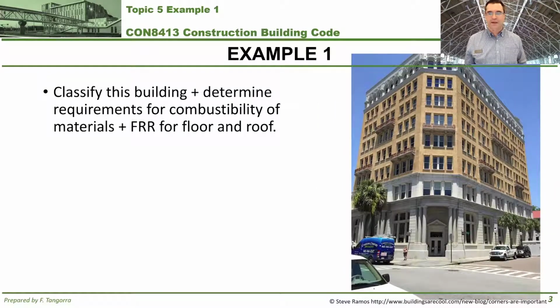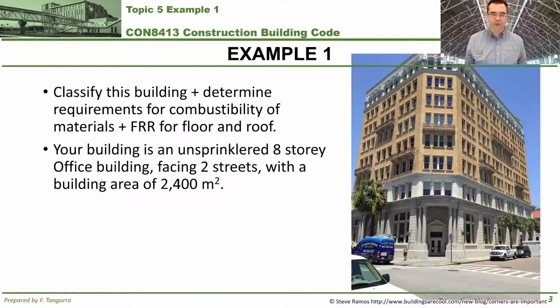Example number 1. You're given a building, looks quite pretty. You're being asked first to classify this building and then to determine the requirements for combustibility of material, so that means combustible or non-combustible. And then to determine the fire resistance rating of a typical floor structure and a typical roof structure for this building. This building, you're being told, is unsprinklered, 8 stories high. It's an office building. As you can see from the image, it faces 2 streets and it has a building area of 2,400 square meters.